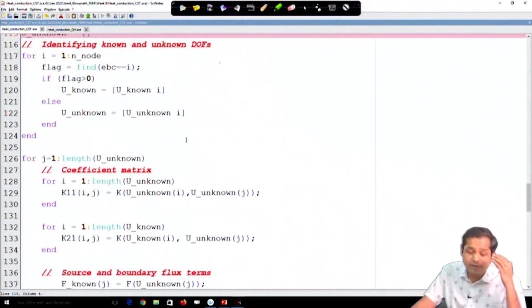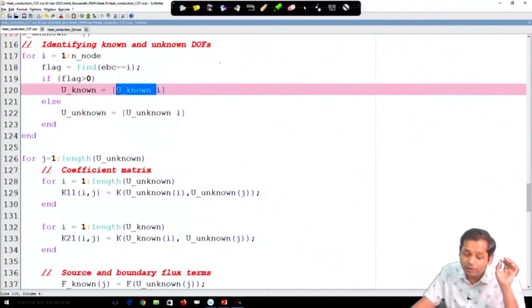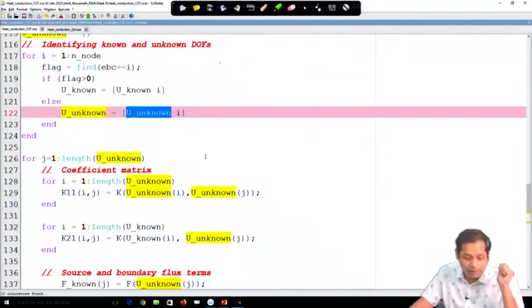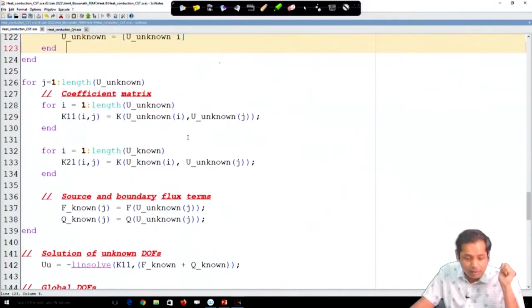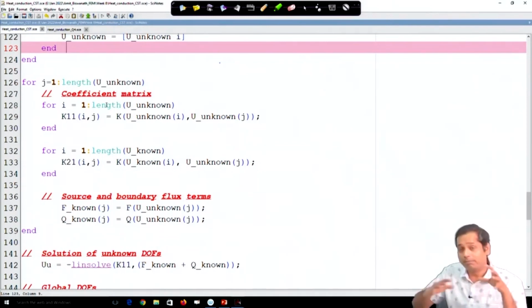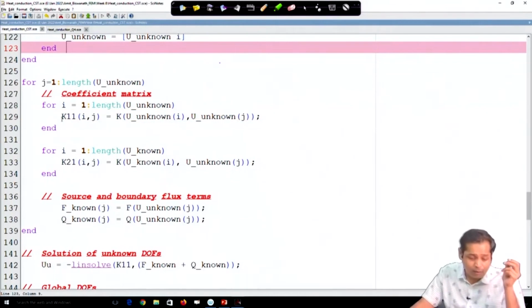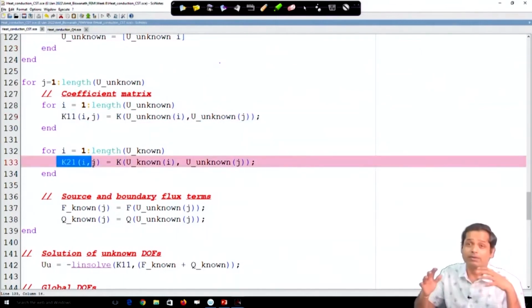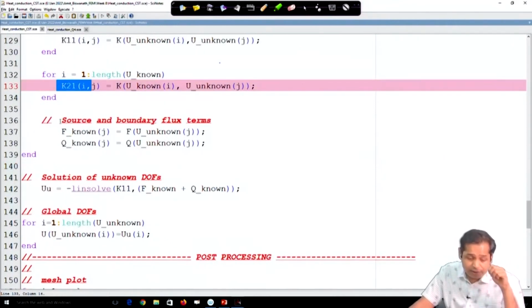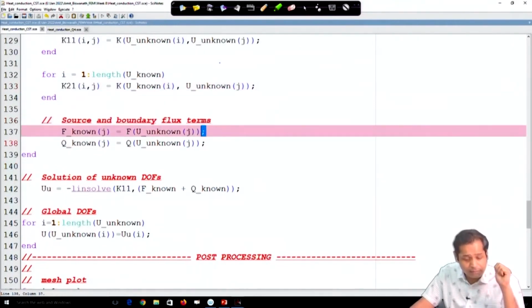If the information is known, it will be stored in U known, and if the information is not known, it will be stored in U unknown. So we have this. Now then the partitioning of the matrix, same idea. We partition the matrix based on the known and unknown information, and K11, K12 are the corresponding condensed matrices. Now similarly, partitioning of the source and boundary flux term.